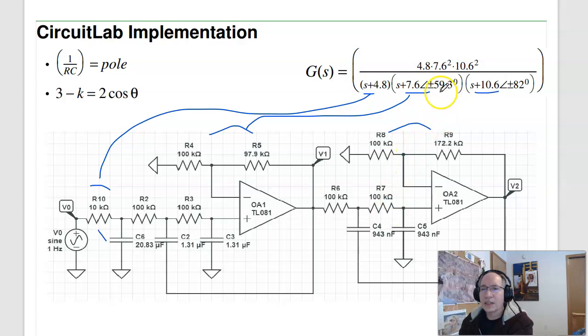The first angle is 59 degrees, so pick K to set the angle to 59 degrees. For this one, the angle is 82 degrees, so pick K to make the gain angle 82 degrees, and you have a 5th order Chebyshev filter. For my money, there's not a whole lot of difference in implementation between a Chebyshev and a Butterworth, but Chebyshev works better. So, given a choice, I would use the Chebyshev filter.